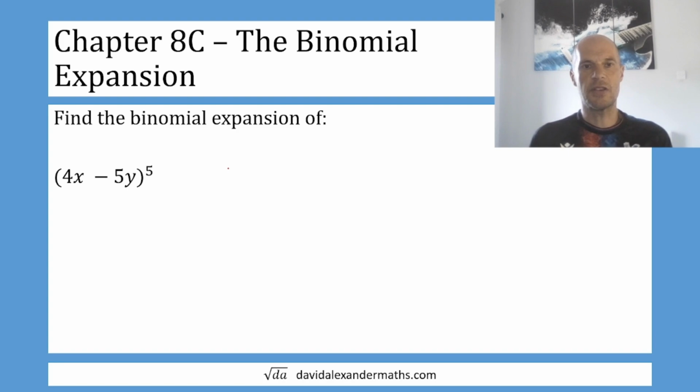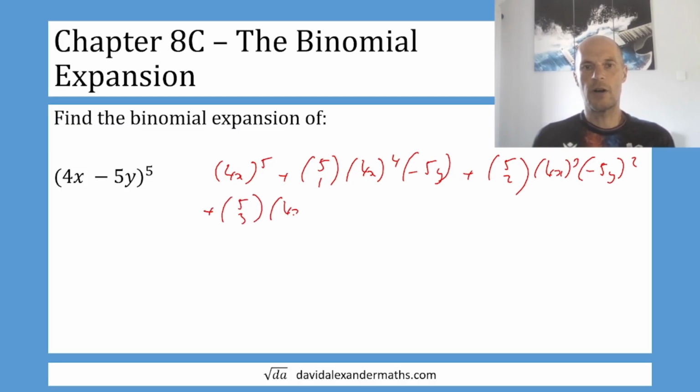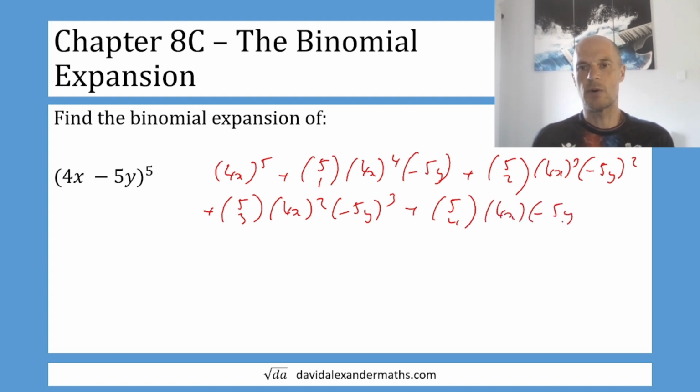Okay, this is to the power of 5, so the first term is going to be 4x all to the power of 5 plus 5 choose 1, 4x to the power of 4, negative 5y, plus 5 choose 2, 4x all cubed, minus 5y squared, plus 5 choose 3, 4x all squared, negative 5y cubed, plus 5 choose 4, 4x minus 5y to the power of 4, plus 5 choose 5, no x's at all, minus 5y to the power of 5.